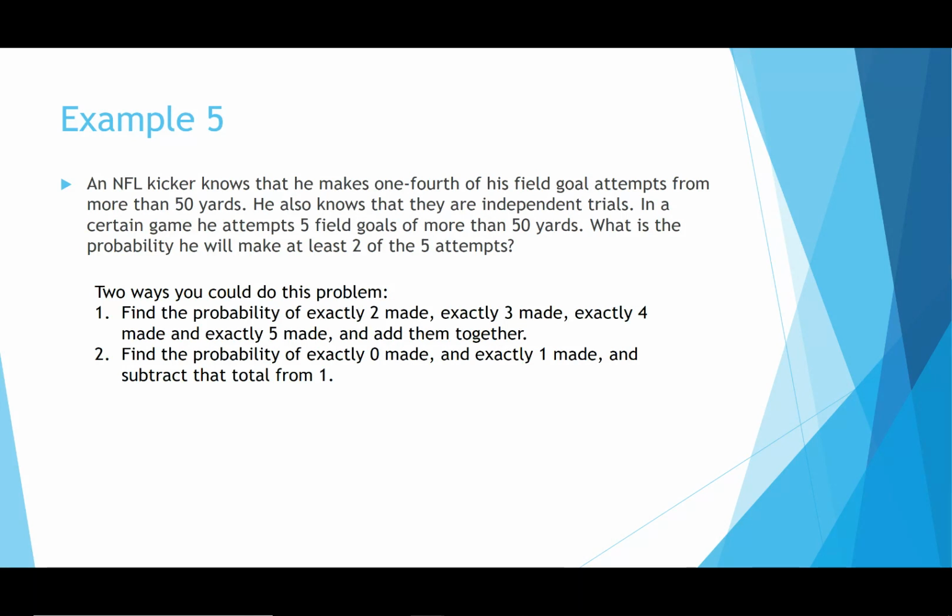So there are 2 ways you can calculate this problem. You can find the probability of exactly 2 made, exactly 3 made, exactly 4 made, and exactly 5 made, and add them all together. Because the question says, what's the probability he makes at least 2? So we have to find the probability he makes exactly 2, the probability he makes exactly 3, the probability he makes exactly 4, or the probability he makes all 5 attempts.